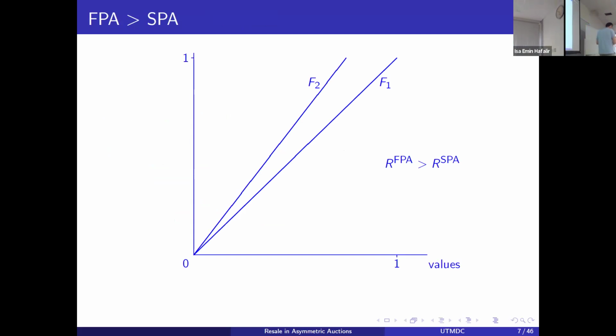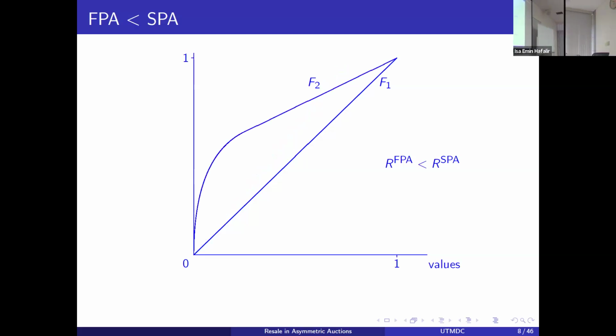The first example is when the value distribution of bidder two is obtained by an extension of the first bidder's distribution along the horizontal axis. Then they can show that the revenue in the first price auction will be higher than the revenue in the second price auction.